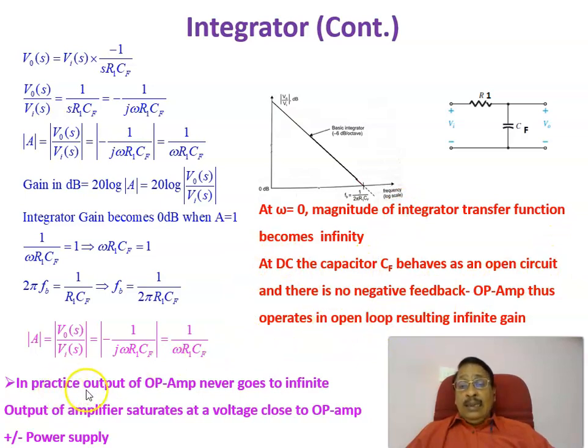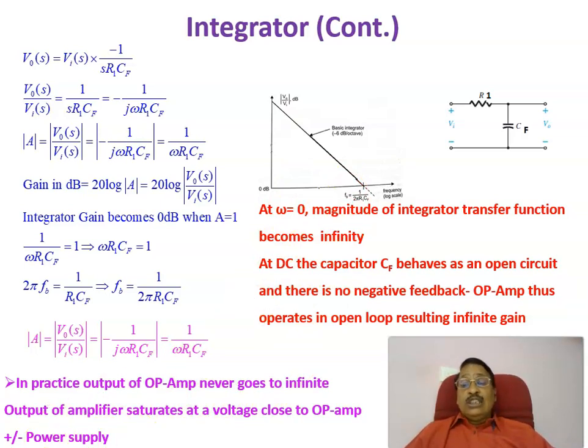Therefore, in practice, the output of the op-amp never goes to infinity. It will saturate at either plus VCC or minus VCC. So in the ideal case, if there is a DC voltage at the input side, it will be integrated, but since the capacitor is open circuited, the op-amp will go into saturation, and the working of the op-amp will be affected.